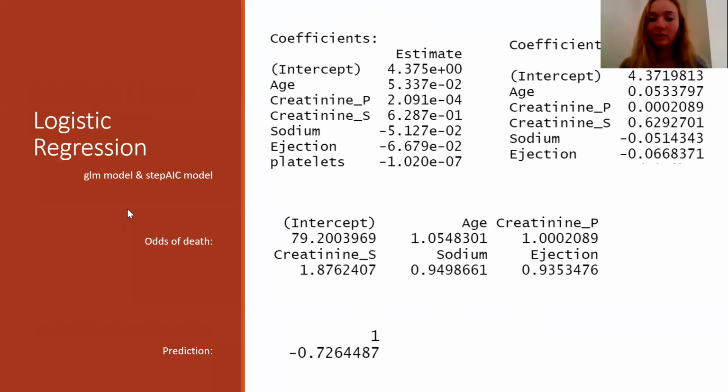are held constant. I then put in some sample values that could be used to predict if the patient would live or not using the model. I used the age of 64, creatine phosphokinase equal to 130, serum creatine equal to 1.3, sodium equal to 130, and ejection fraction of 40%. And I got the output that's at the bottom of negative 0.7264487. And since it's a negative number, a patient with these values would be predicted to live.